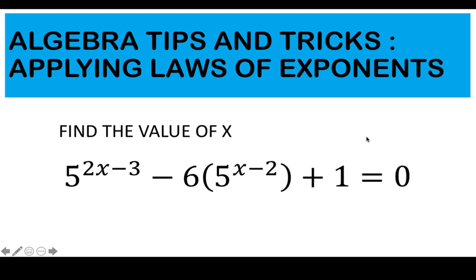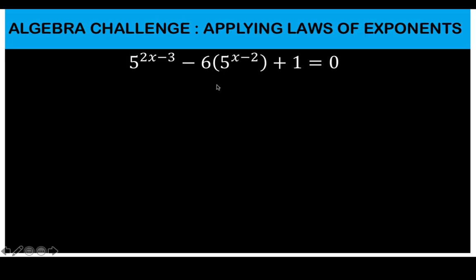Let's see how we can apply the law of exponent in order to solve this equation. Notice that at the left side of this equation we have three terms. We have 5 raised to 2x minus 3 as our first term, 6 times 5 raised to x minus 2 as the second term, positive 1 as our third term. And the right side of the equation is 0.